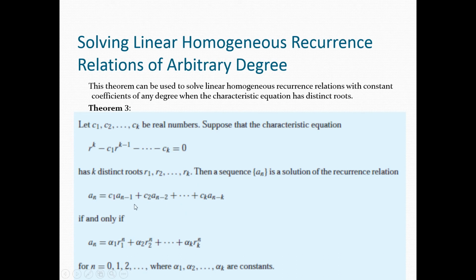solution of the recurrence relation a_n = c1 a_{n-1} + c2 a_{n-2} + ... + ck a_{n-k} is given by alpha_1 r_1^n + alpha_2 r_2^n + ... + alpha_k r_k^n. Okay, so if we have a recurrence relation of degree k and its characteristic equation has k distinct roots r1, r2, up till rk, then the solution of this recurrence relation is given by this sequence, where alpha_1, alpha_2, alpha_k are constants and they can be determined if initial conditions are given.